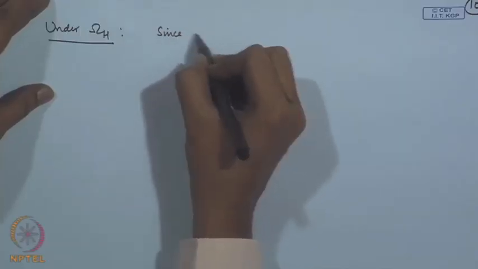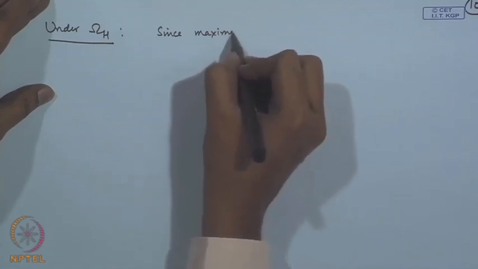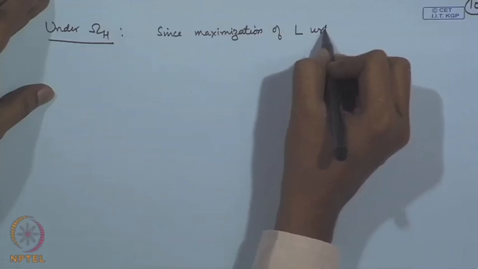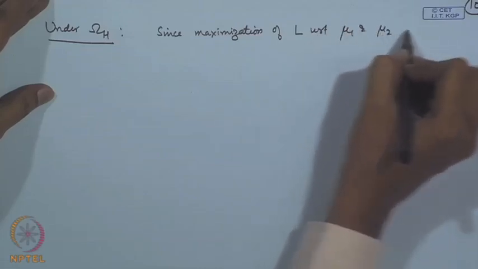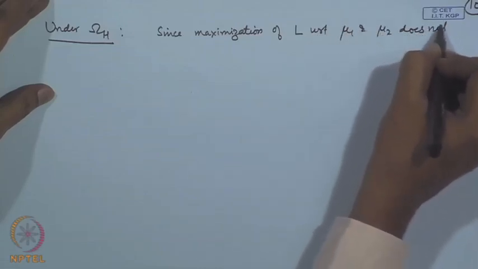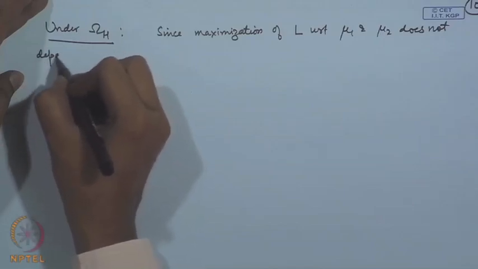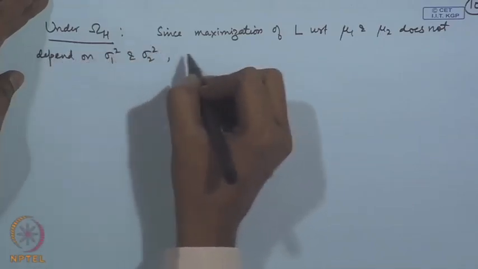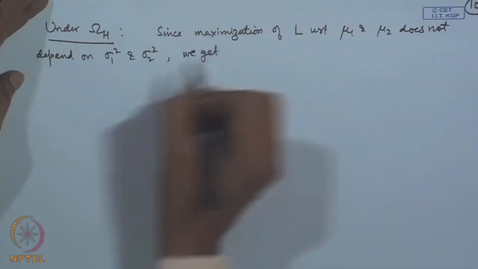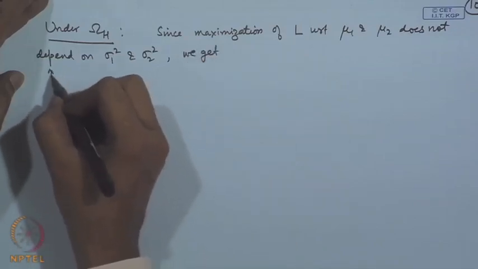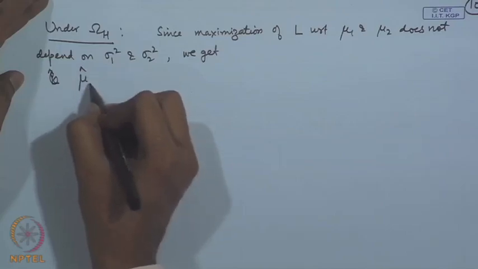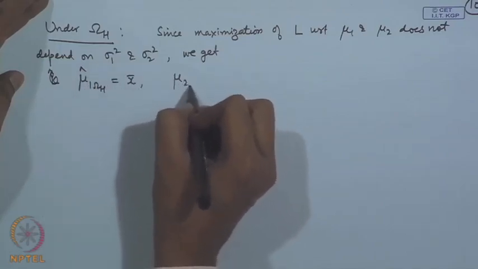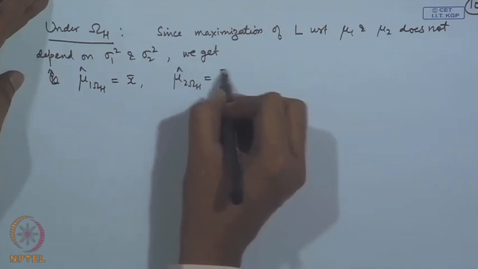Since maximization of L with respect to mu 1 and mu 2 does not depend on sigma 1 square and sigma 2 square, we get L head, mu 1 head omega h as x bar, mu 2 head omega h as y bar.